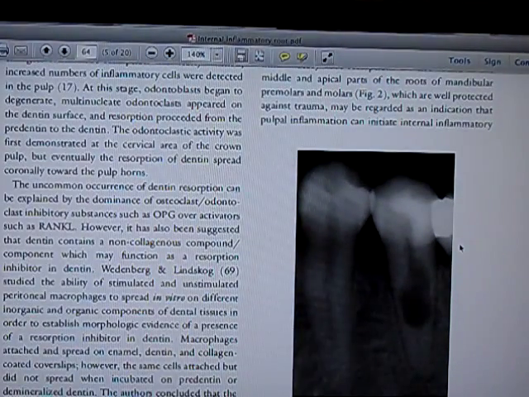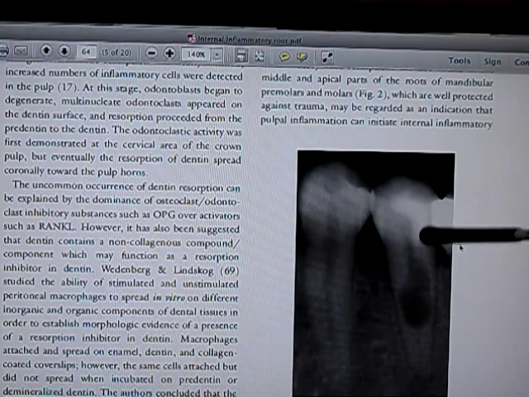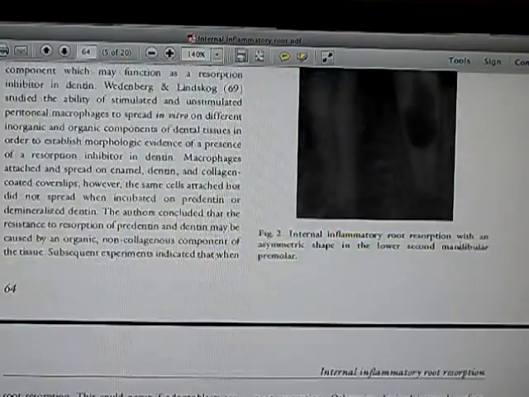Where are the images? Hang on here, guys. Okay, good image. Internal, because the source of the clastic activity is inside. We know that because we don't see a normal pulp space. We can't outline the pulp space. Okay, that's the simple one. That's the easy one.